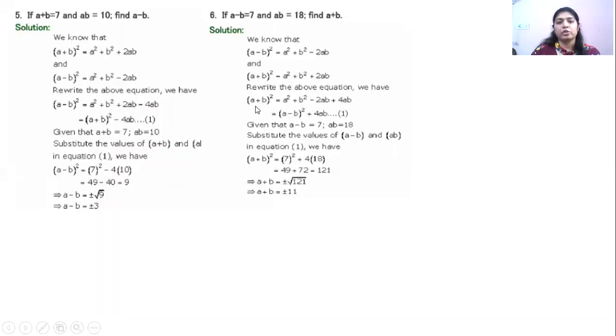Identity number 4 gives you (A plus B) whole square is equal to (A minus B) whole square plus 4AB. Apply the values of A minus B and AB. We'll get 7 square plus 4 into 18. 49 plus 4 into 18, which is 72, gives 121. Then A plus B is equal to plus minus square root of 121, which is 11. So A plus B is equal to plus minus 11.